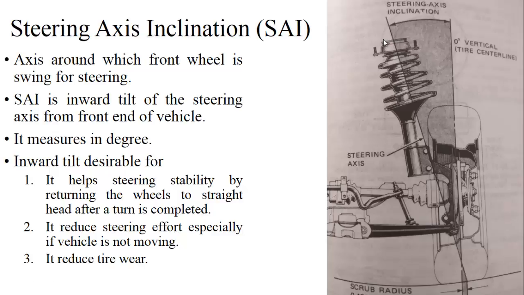So next thing is the steering axis inclination. The steering axis inclination is the angle formed by the steering axis with the vertical line passing through the center point of a wheel. It is measured in degrees. And why do we keep this steering axis inclination tilted inward?